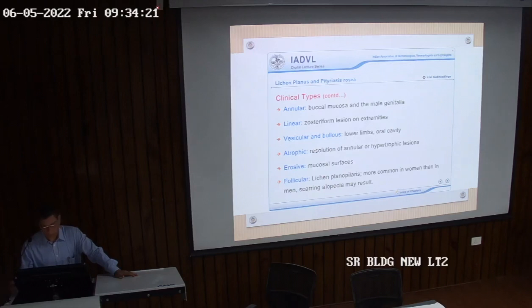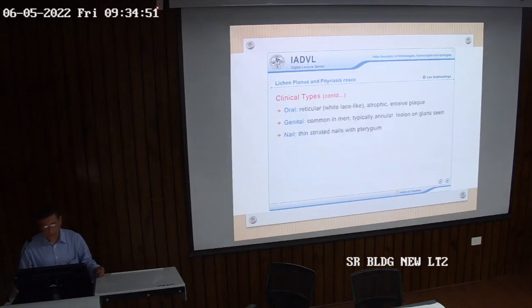So just remember the commonest variety of lichen planus and its presentation. No need to bother about these so many types of lichen planus. This just suggests that it may involve any part of the body. Any type of lesion may be present. It may be vesicular, bullous, hypertrophic, or atrophic. It may involve the follicles and lead to scarring alopecia. If you remember the commonest type, that is more than enough.